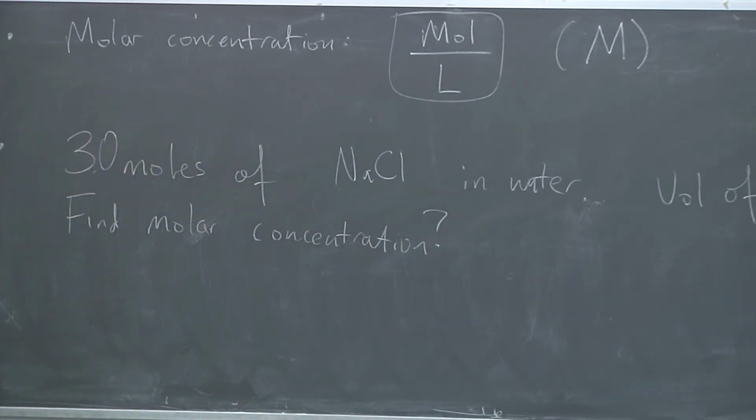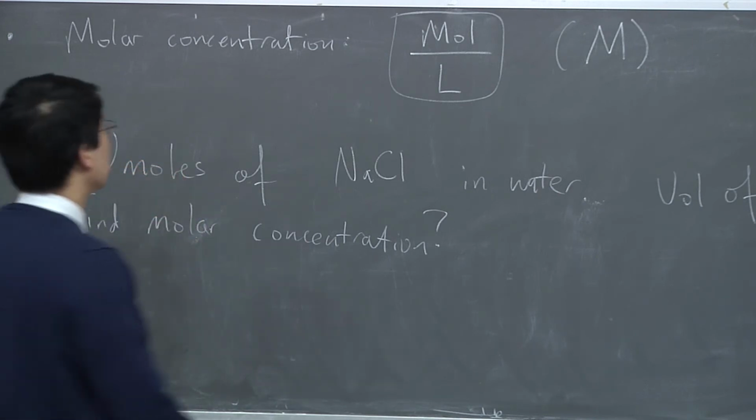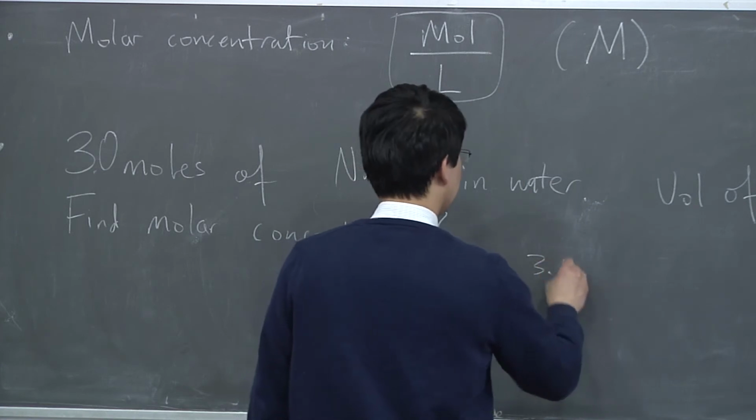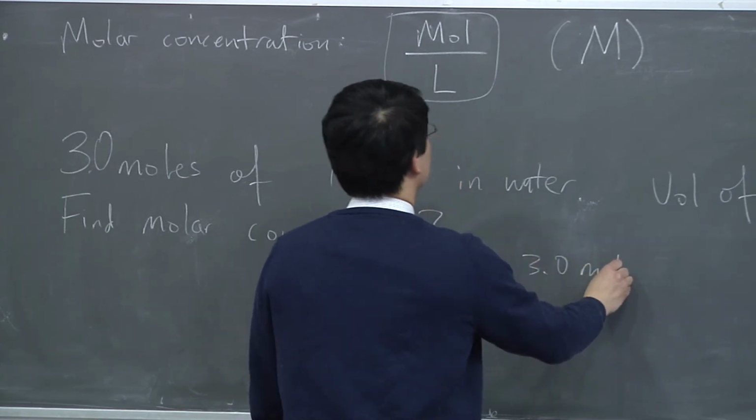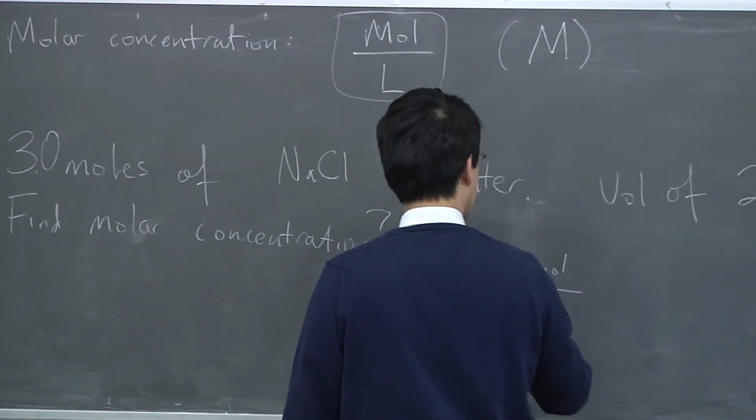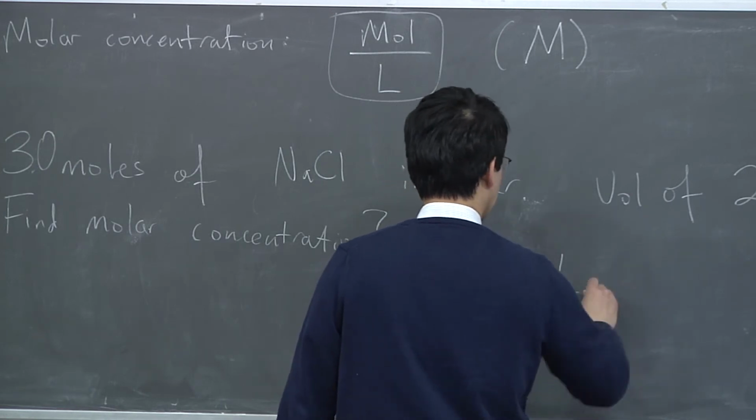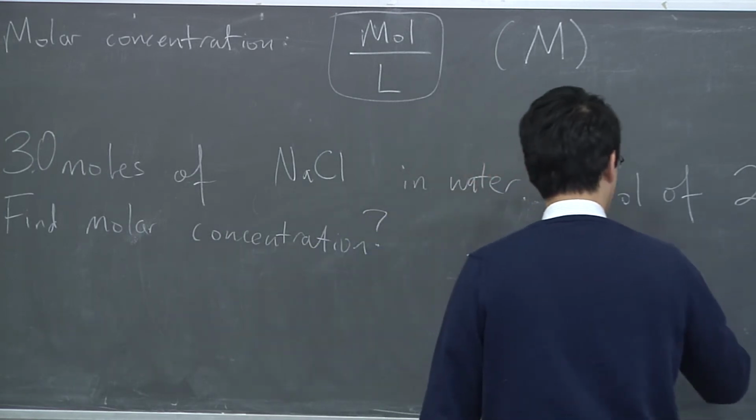Well, the molar concentration, how are you going to find that? You're going to take the moles, you're going to divide it by the liters. So it's going to be 3.0 moles divided by 2.0 liters, and that's going to give you 1.5.